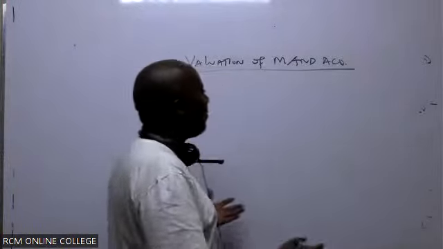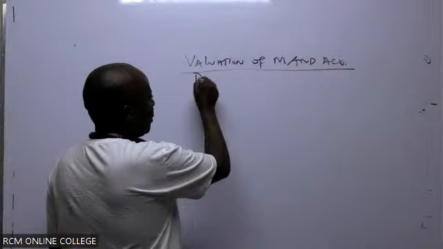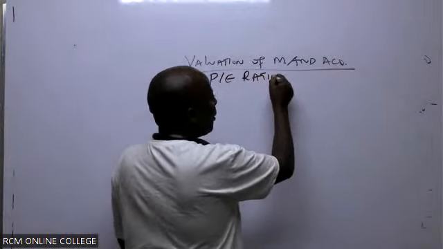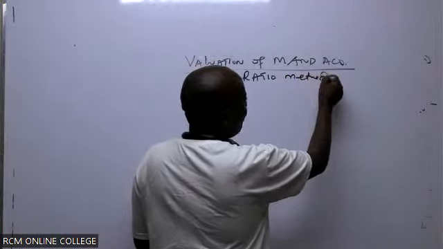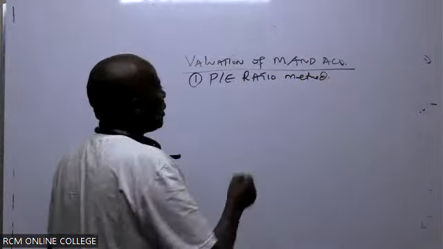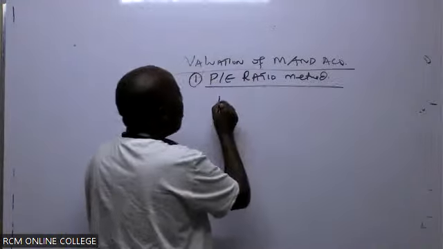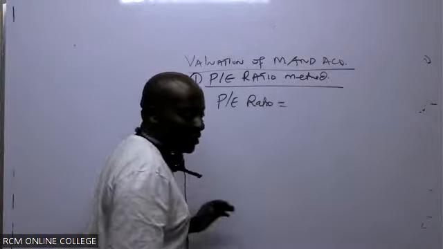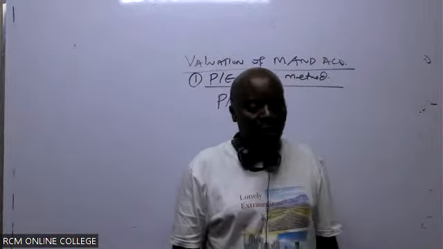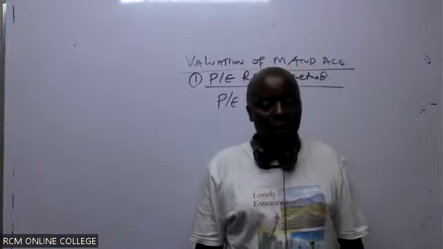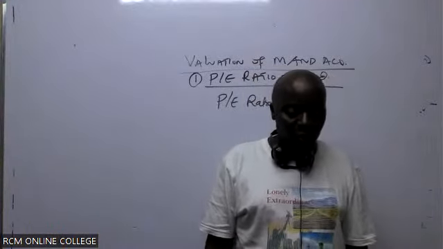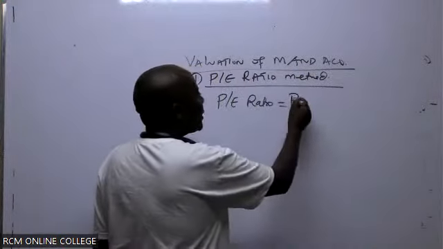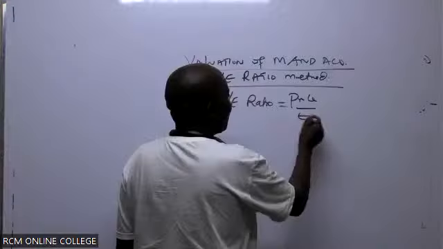So we have very many methods of valuing these mergers and acquisitions. One of the methods is what we call the PE ratio method. Is there anybody who is able to remember the PE ratio formula? It's price over earnings. Thank you very much.